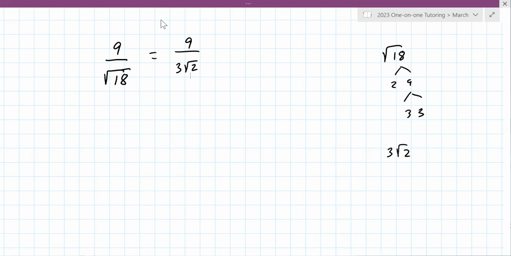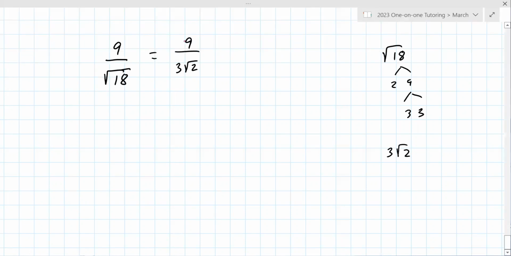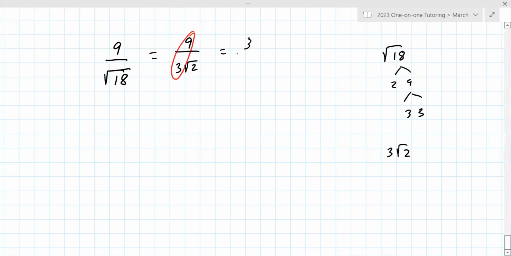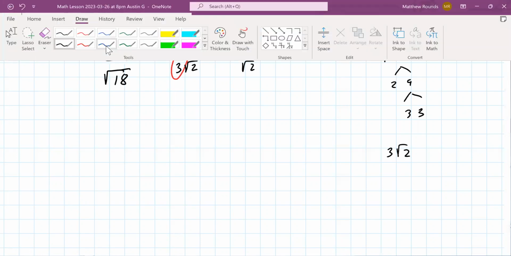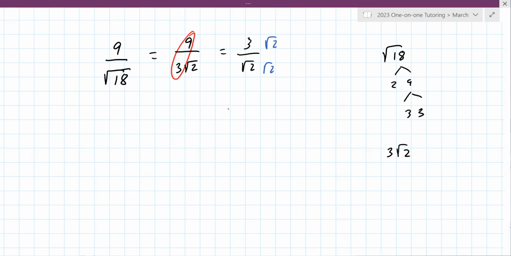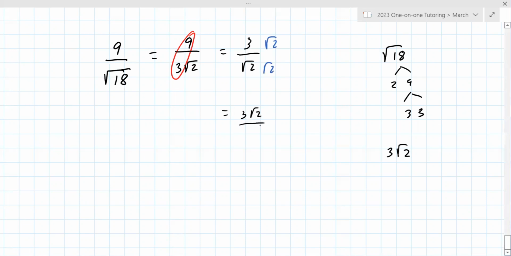Now we have not done this yet, but you actually can simplify this first. You don't have to wait to do that. You can make this 3 over the square root of 2. 9 divided by 3 is 3. And then rationalize now, square root of 2 over square root of 2. So 3 square root of 2 over square root of 4, which is 2. So if you can reduce it, you should reduce it.